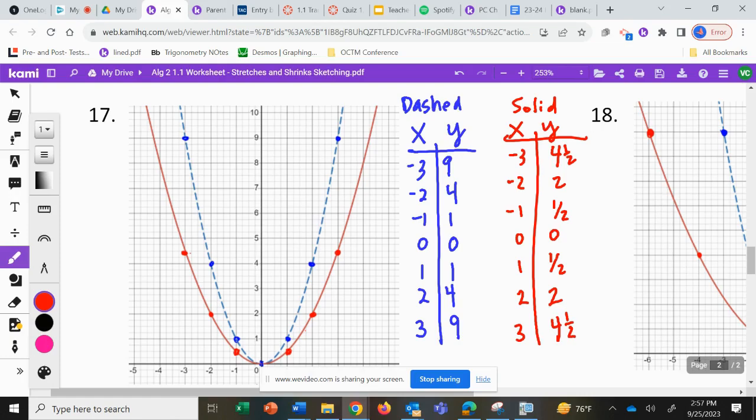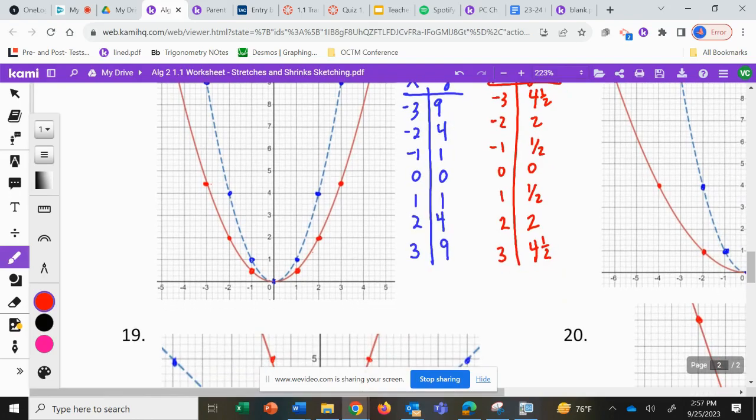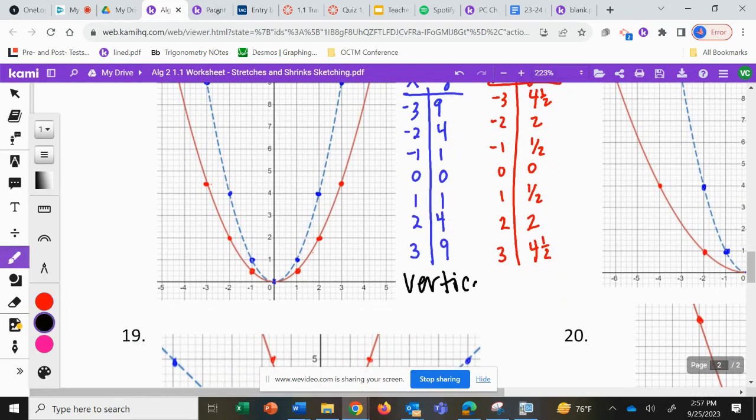Both columns of X, they're the same. They're the same. Thank you. What about the Y's? They're different. So what's changing here is the Y's. This is a vertical something. Second question: did the Y's get bigger or smaller from the dashed to the solid? They got smaller. This is a vertical shrink.